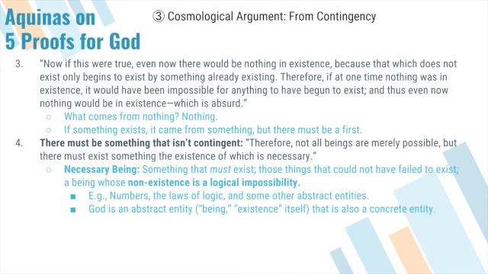God is, in this view, an abstract entity in one sense, right? He is being and existence itself. He is also a concrete entity, right? He is not only the concept of being, just like number, right, or a law of logic. He is an abstract thing, being and existence. He is also a concrete thing.